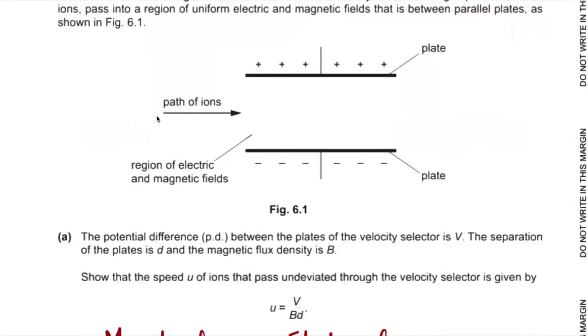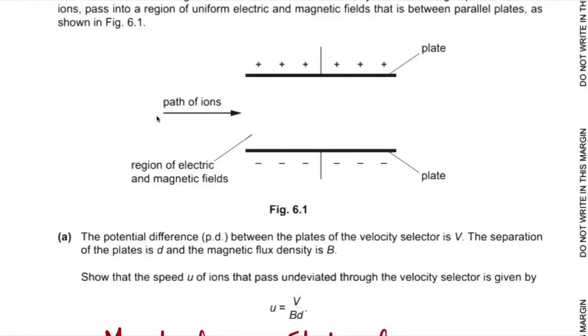And you have your path of ions. So with the velocity selector, it basically goes through undeviated. So the potential difference is given, separation of plates is D, magnetic flux density is B. Show that speed U of the ions that pass through undeviated is given by this.